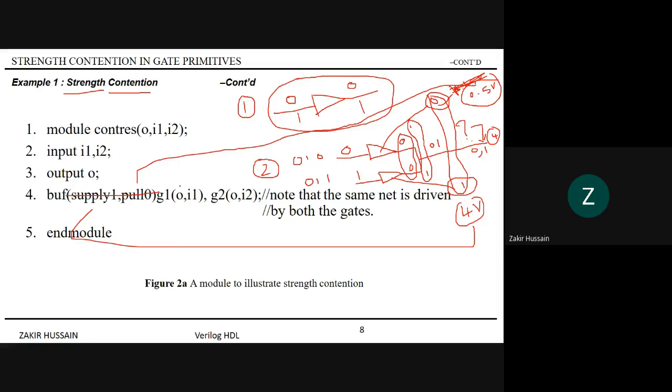Now here at the first gate, this is G1, right? G1 is our first gate. First gate, 0 has come. So what output has come? 0 has come. Now this is the second gate. And this 4 volts means the signal strength we are associating here, this is supply 1.